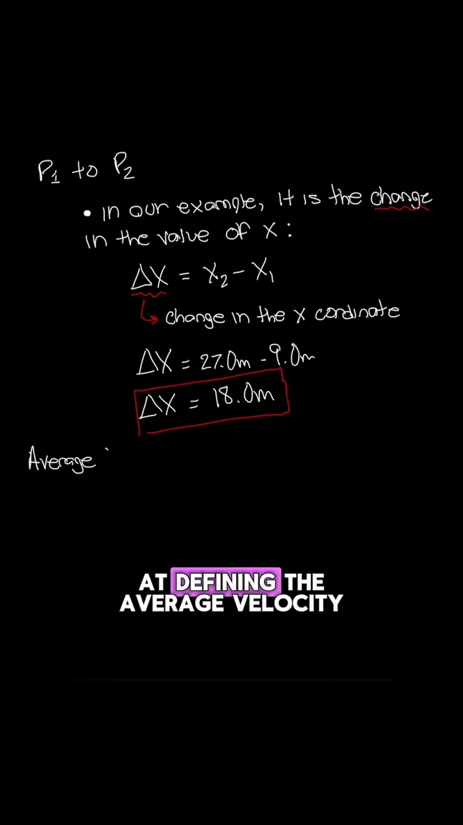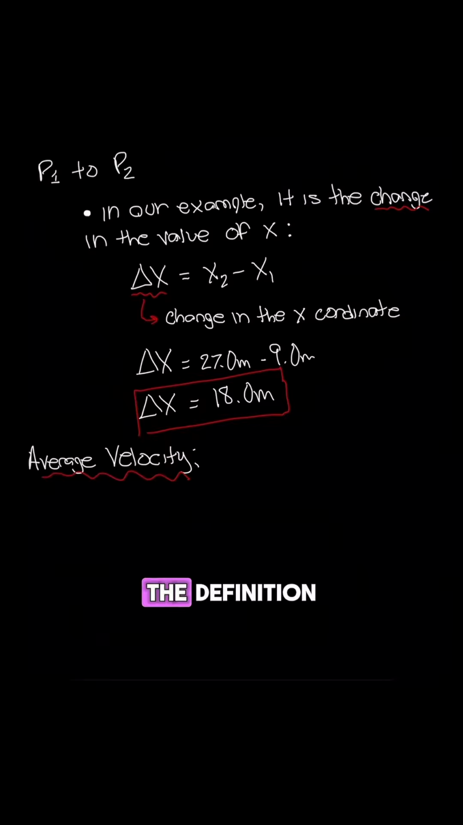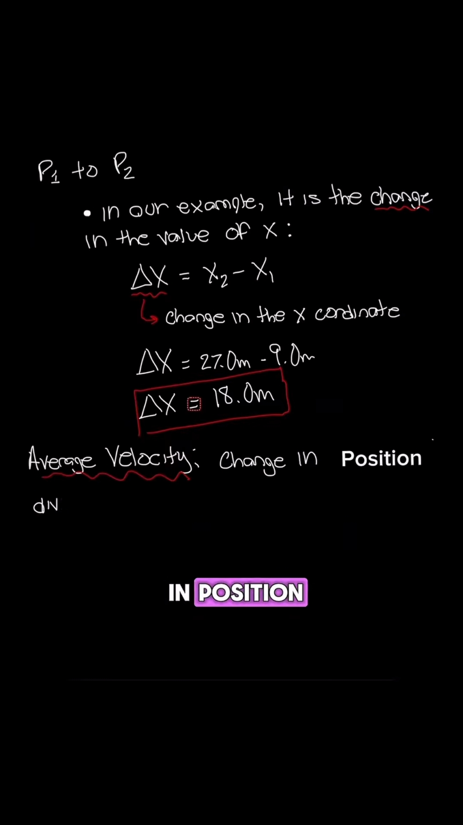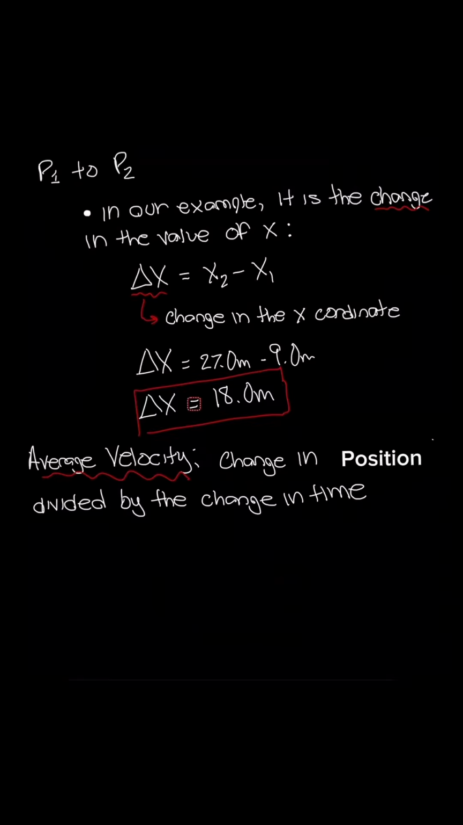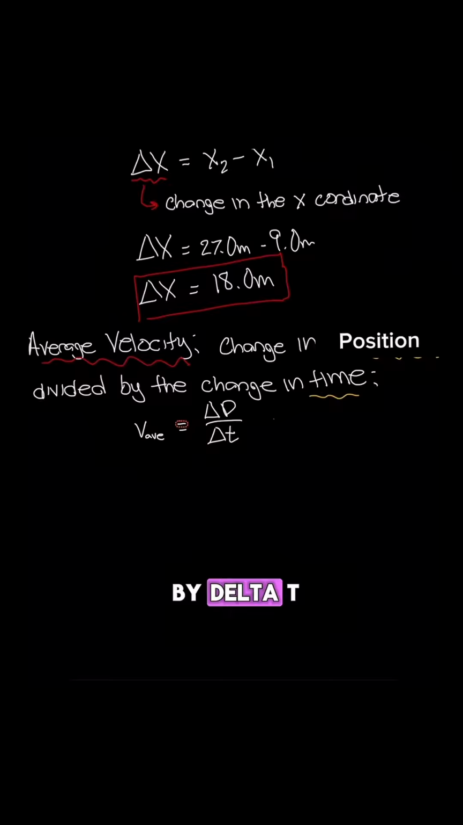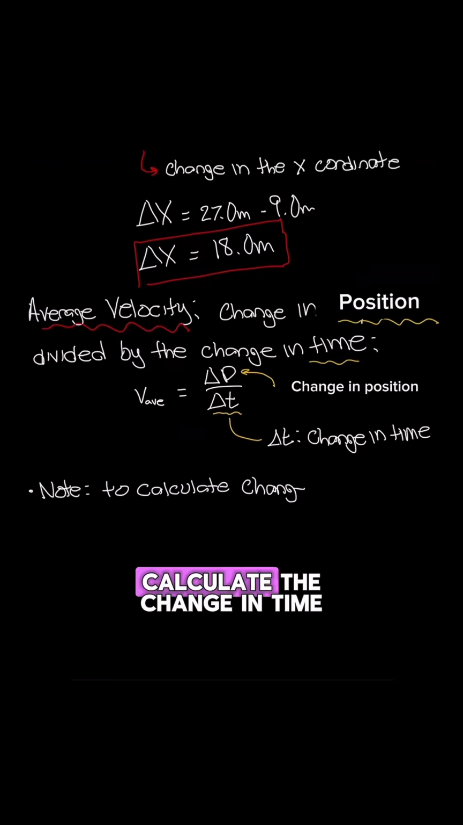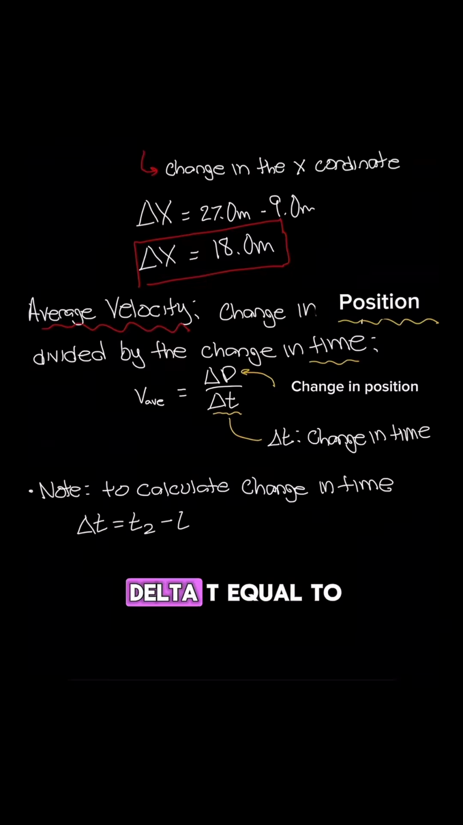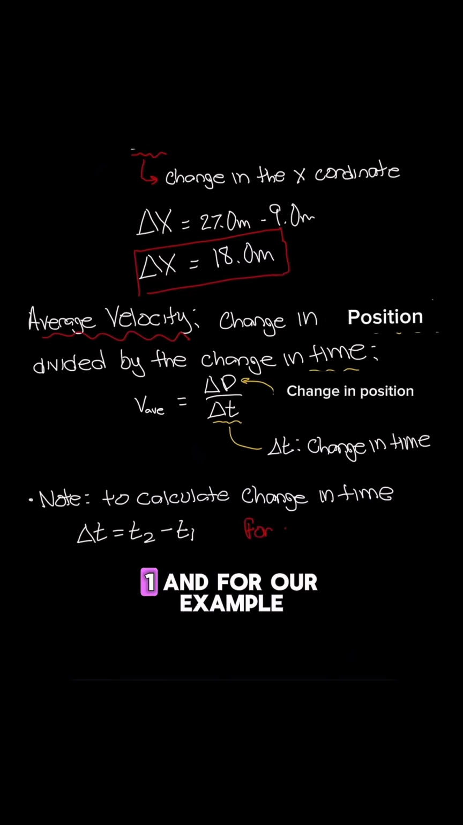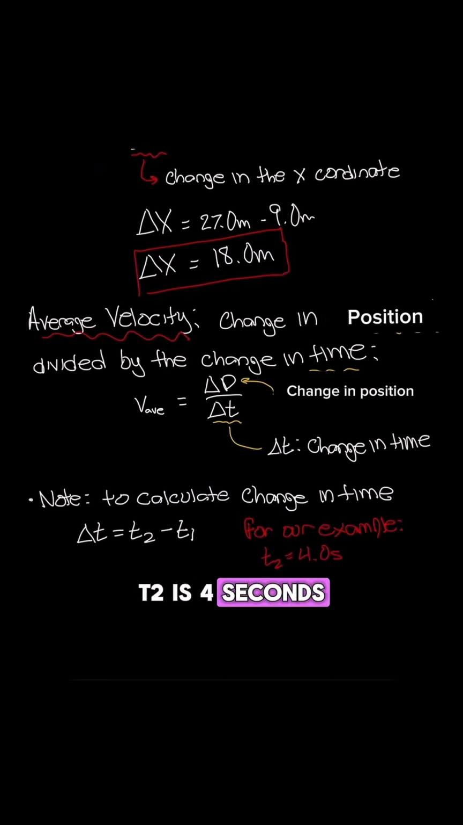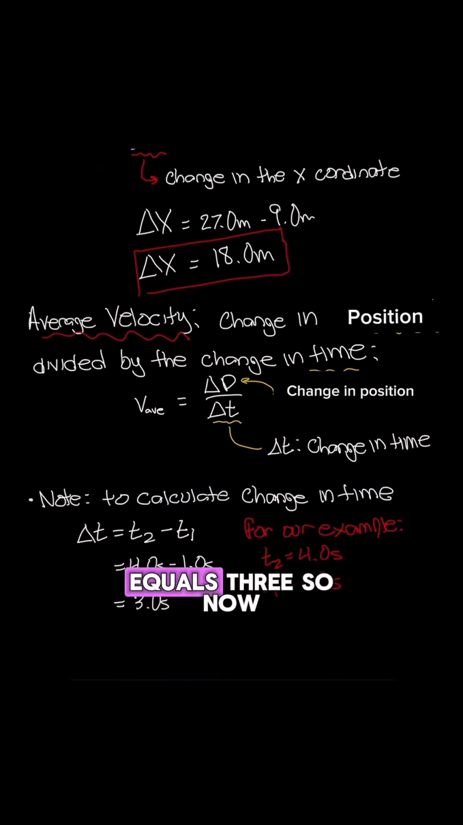Now we can look at defining the average velocity. The definition for average velocity is the change in position divided by the change in time. Analytically, it can be shown as v average equal to delta d divided by delta t, where delta d is the change in position and delta t is the change in time. We also need to calculate the change in time, which is delta t equal to t2 minus t1. For our example, t2 is 4 seconds and t1 is 1 second, so 4 minus 1 equals 3.